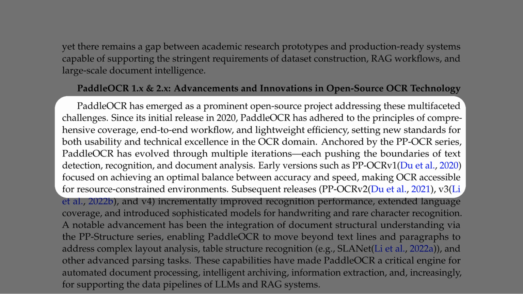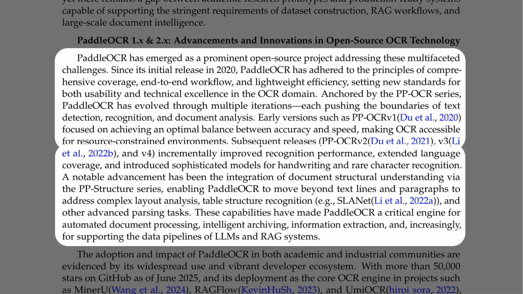Anchored by the PP-OCR series, PaddleOCR has evolved through multiple iterations, each pushing the boundaries of text detection, recognition, and document analysis. Early versions such as PP-OCR v1 focused on achieving an optimal balance between accuracy and speed, making OCR accessible for resource-constrained environments. Subsequent releases, PP-OCR v2, v3, and v4, incrementally improved recognition performance, extended language coverage, and introduced sophisticated models for handwriting and rare character recognition.